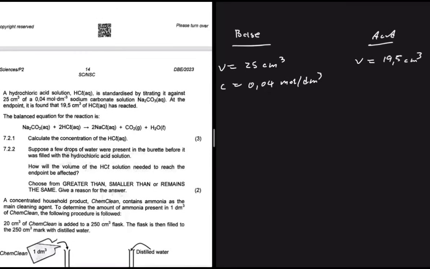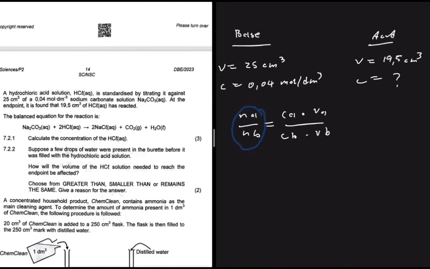In 7.2.1, let's calculate the concentration of the HCl. So we're looking for the concentration. If it is a standardization, then the number of moles of acid divided by the number of moles of base is equal to the concentration of the acid multiplied by the volume of the acid divided by the concentration of the base multiplied by the volume of the base. What you put here in place of the number of moles is the balancing ratio, because the actual values of the number of moles don't matter. If you use the balancing ratio, even if you substitute the number of moles, you're still going to get the balancing ratios.